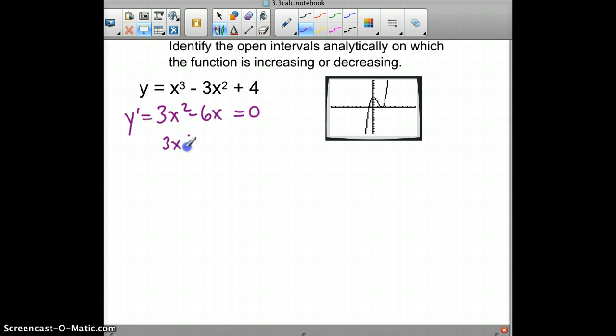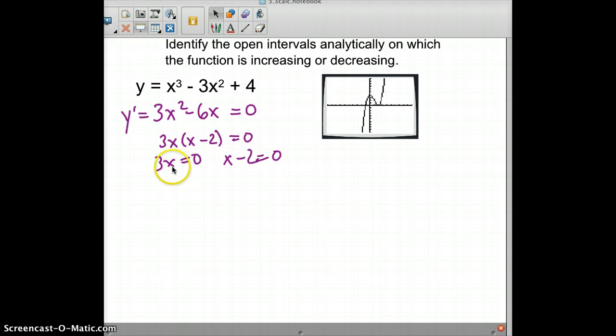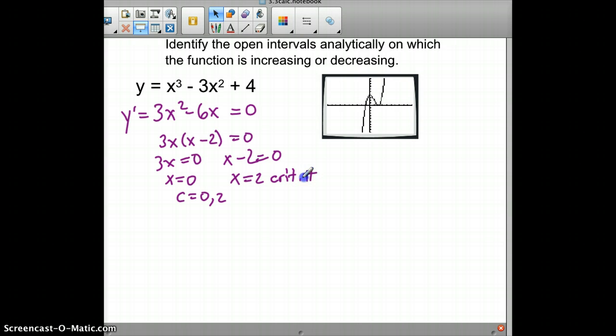When you set this equal to 0, you have to factor it and then set each factor equal to 0. So 3x equals 0 and x minus 2 equals 0. Dividing by 3 we get x equals 0, adding 2 we get x equals 2. So these are our critical numbers. We could say c equals 0, c equals 2. These are the possible places where our graph could have maximums or minimums.